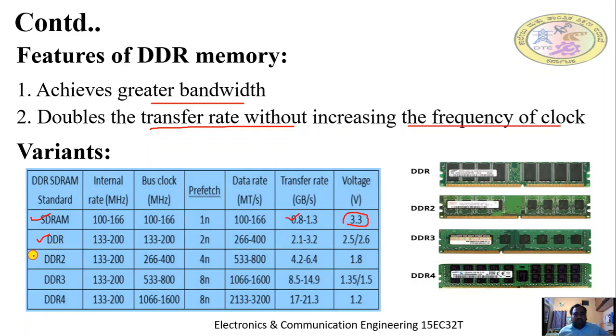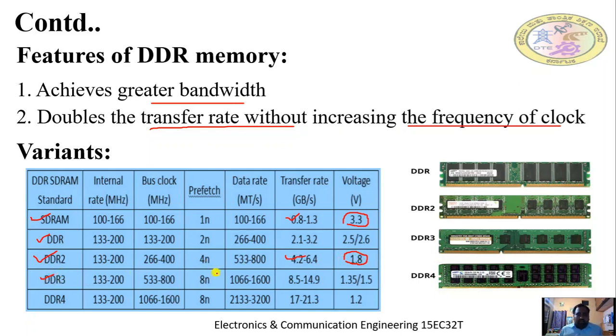And the next version is DDR2. This DDR2 is still transferring data at a faster rate compared to DDR1, that is 4.2 to 6.4 GB per second, and it consumes lesser voltage than DDR1, that is 1.8 volt. Next version is DDR3.